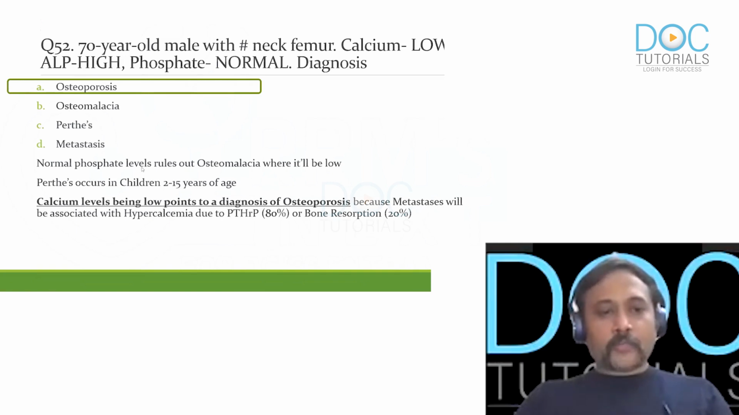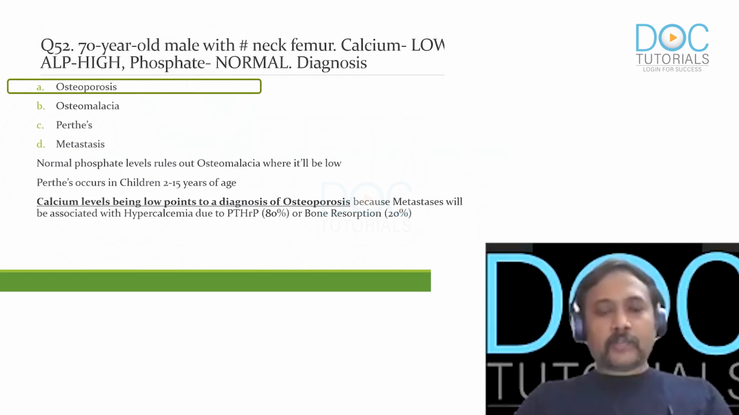Okay. So normal phosphate levels, that rules out an osteomalacia, because in osteomalacia, you will have a low phosphate and a low calcium. Both will be low because of the altered vitamin D metabolism. Perthes disease, as everyone knows, happens in the pediatric age group. The calcium levels may or may not be low or normal. That is what is mentioned for osteoporosis. And in metastasis, it can be low, normal, or high. All three can be there.